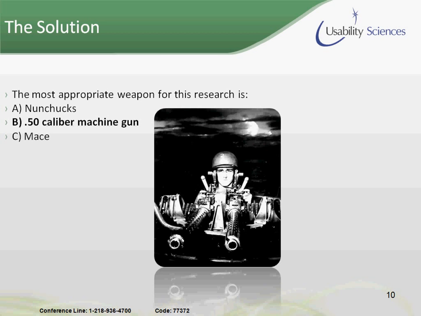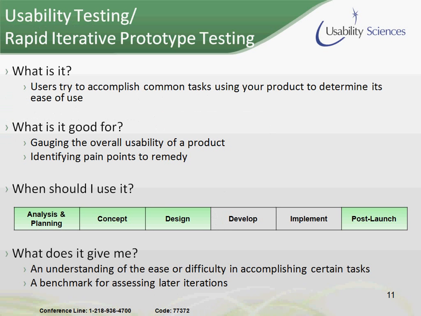So I'm wondering if you guys have figured out what methodology I'm talking about yet. We like to use this one early and often, and it is the usability test. I've also included on this slide the rapid iterative prototype test. So let me explain the difference between the two.